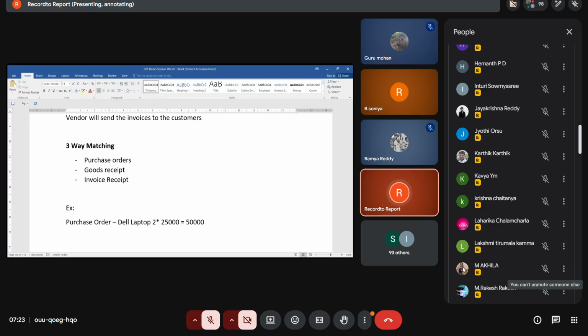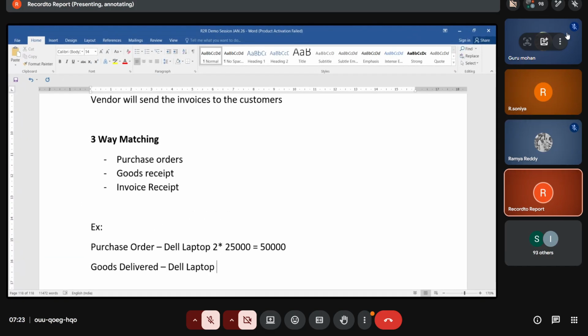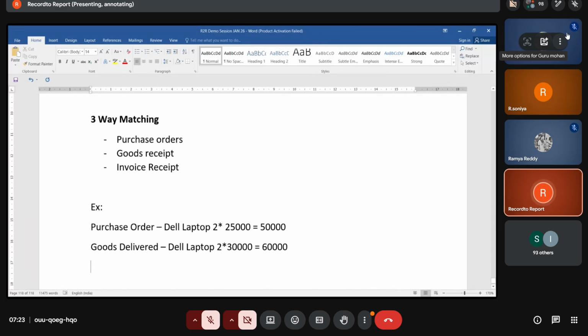And goods delivered. Here they delivered Dell laptops, or else take it as two laptops. But here the rate updated as 30,000. Okay, so the bill is showing 60,000 rupees. And invoice delivered. So we got an invoice for the same Dell laptops. Okay, so two laptops at the rate of 30,000.